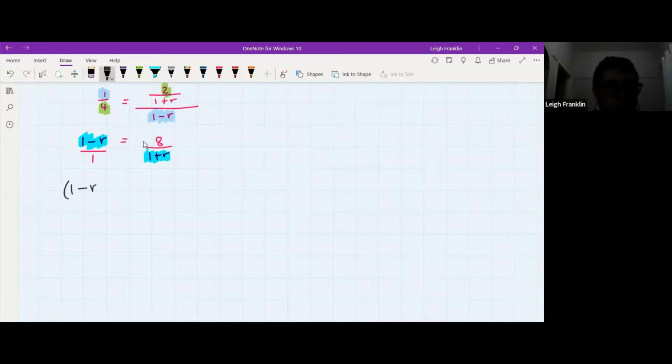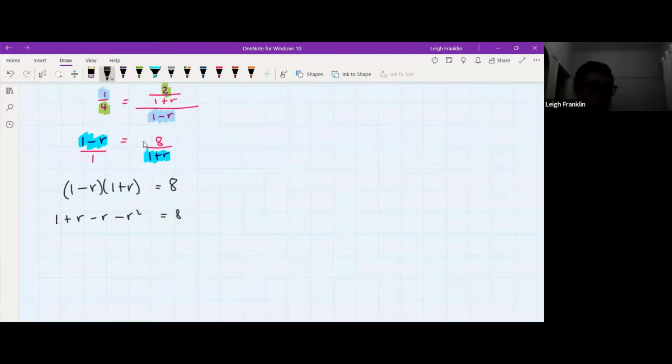Okay, so we've got 1 minus r times 1 plus r, and that's going to be equal to 1 times 8, which is 8. Now, if we multiply these brackets out, we're going to end up with an interesting solution because this is difference of two squares. So doing FOIL, I would end up with 1 times 1 is 1, plus 1r minus 1r minus r squared is going to be equal to 8. So the plus 1r minus 1r is going to go away.